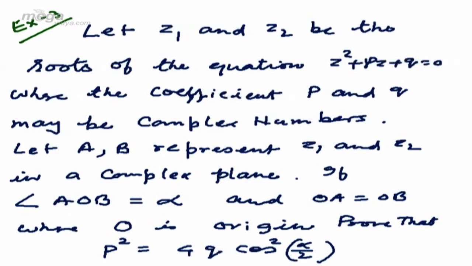Let us come to the third example based on the rotation of the complex numbers. Let Z1 and Z2 be the roots of the equation Z square plus PZ plus Q is equal to 0, where the coefficients P and Q may be complex numbers. And let A and B represent Z1 and Z2 in the complex plane. And if angle AOB is equal to alpha and OA is equal to OB, where O is the origin, then prove that P square is equal to 4Q cos square alpha by 2. Now let us come to the solution.